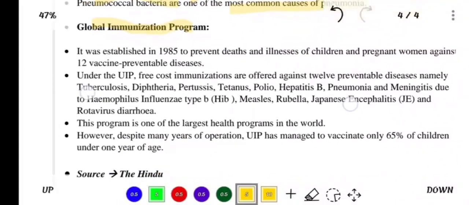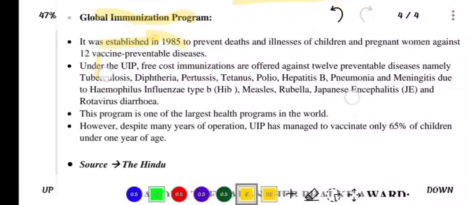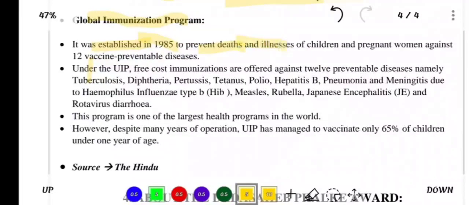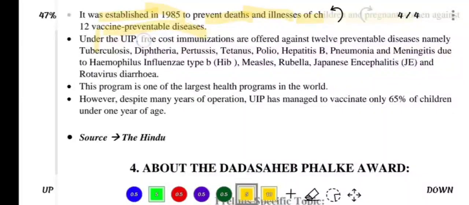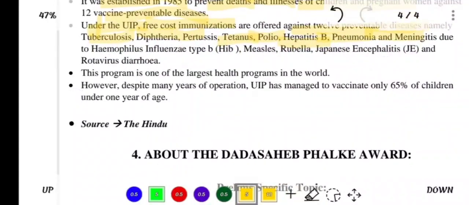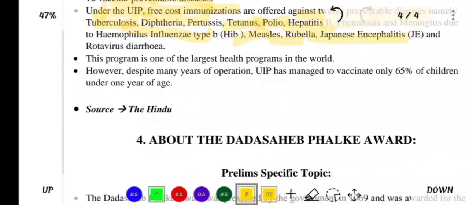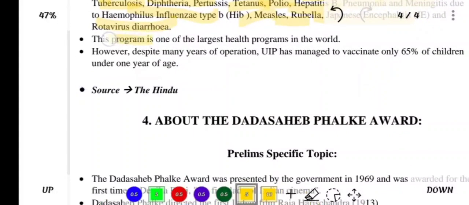Universal Immunization Program. It was established in 1985 to prevent deaths and illnesses of children and pregnant women against 12 vaccine preventable diseases. Under the UIP, free of cost immunizations are offered against 12 preventable diseases, namely tuberculosis, diphtheria, pertussis, tetanus, polio, hepatitis B, pneumonia, and meningitis due to haemophilus influenza type B, measles, rubella, Japanese encephalitis, and rotavirus diarrhea. This program is one of the largest health programs in the world.